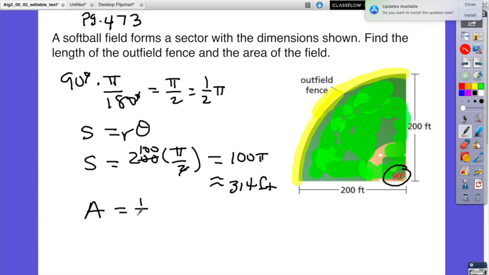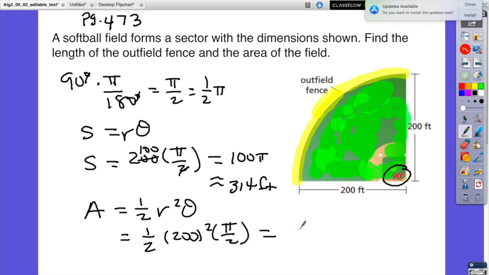Okay, and lastly, let's find the area of the field. So it's, again, the formula, 1/2 radius squared times theta. Okay, so it's 1/2 times 200 squared times pi over 2. Okay, which turns out to be 10,000 pi. And that is approximately 31,416 feet squared.